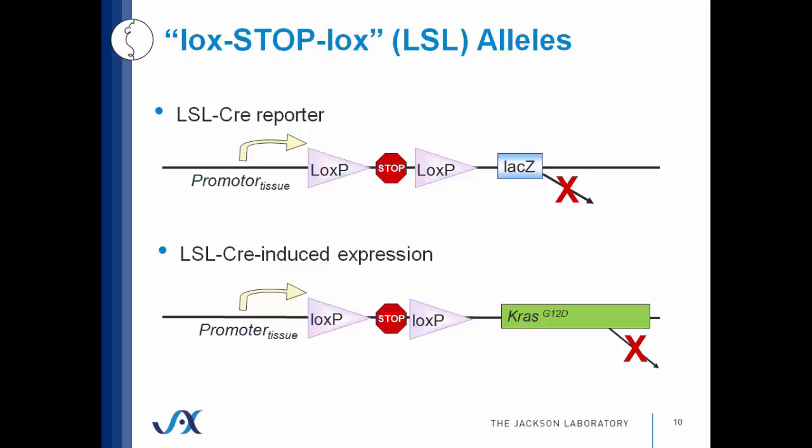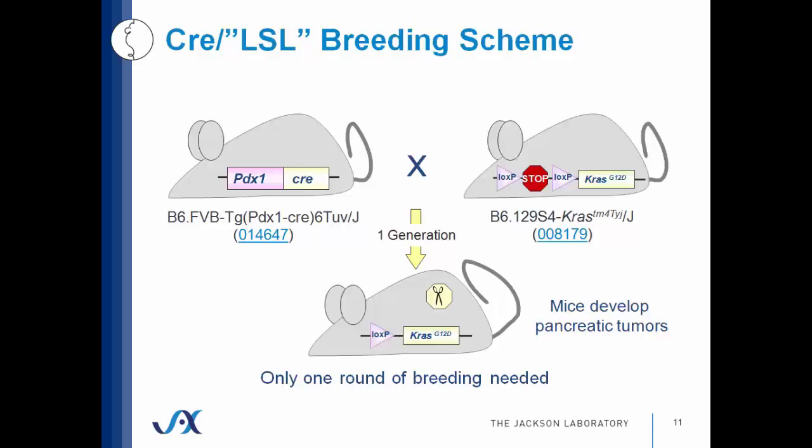And just an example of how this sort of breeding can go, you have your Cre strain of interest, in this case a PDX1 Cre, which is expressed in the pancreas, and you cross that to then that KRAS G12D mice, and then in one generation you'll generate double transgenic mice where now the KRAS G12D is expressed in the pancreas, developing pancreatic tumors in one generation.